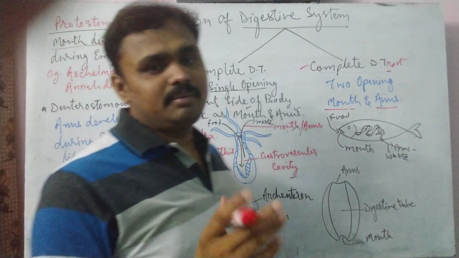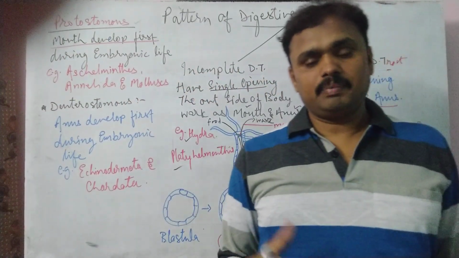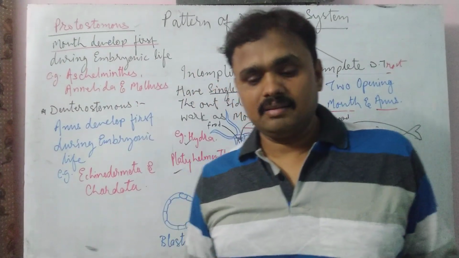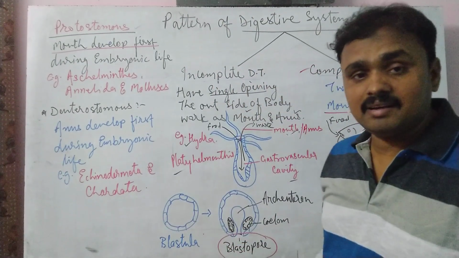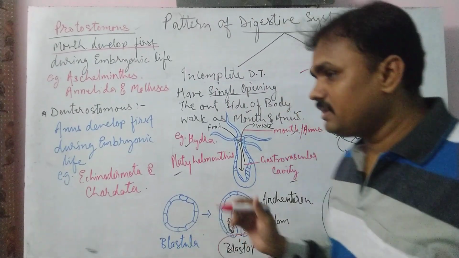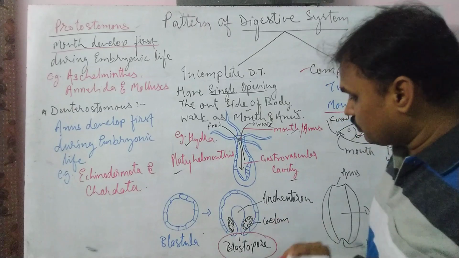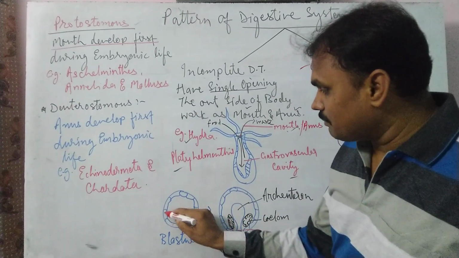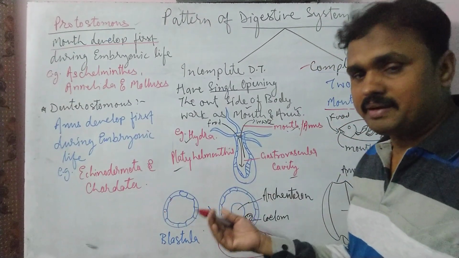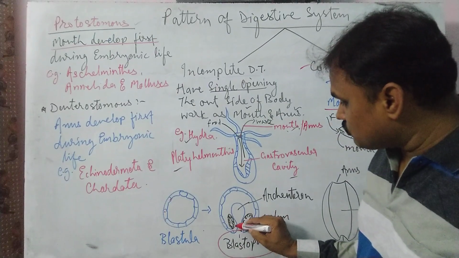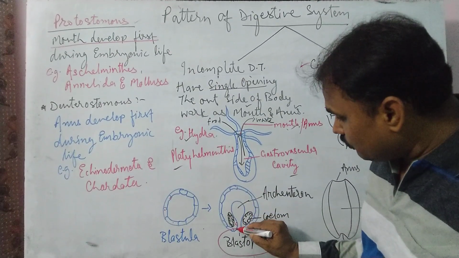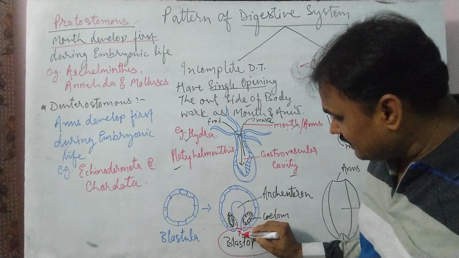Always in the exam they will ask what part of the embryonic life cycle develops into the mouth and anus. So we must know that the blastopore is here. You can see the blastula, which will go through further development, and when it reaches the gastrulation stage, you can see an insertion inside.